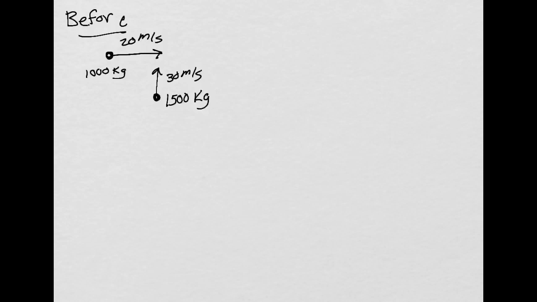So before, we have one moving east and one moving north. After, we expect these cars to stick together because it's an inelastic collision and move northeast. Their total mass is 2,500 kilograms, and its velocity is what we're solving for because that's our unknown.